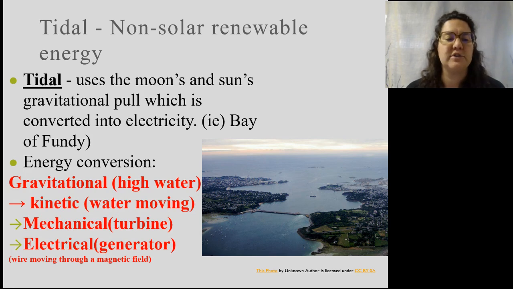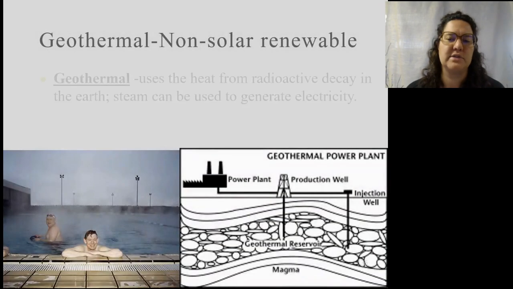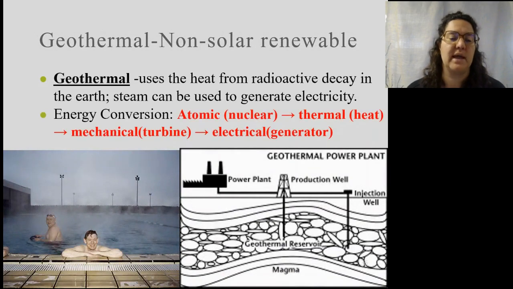So the energy conversion is going to be gravitational potential energy through the high water. And then we have kinetic energy of the water moving through the tidal energy generating station. So it will then spin a turbine, spin a generator, which will create electricity, and then we can send that electricity through a wire. Now, tidal energy is only useful in a few places, and one of them obviously has to be near the ocean.